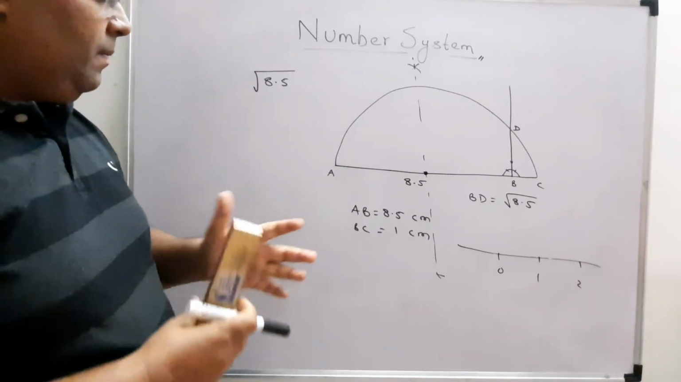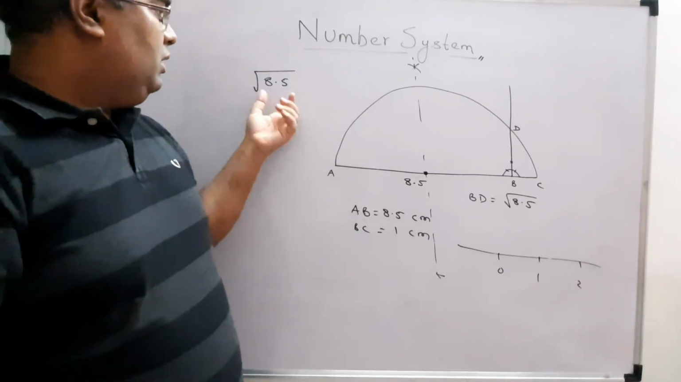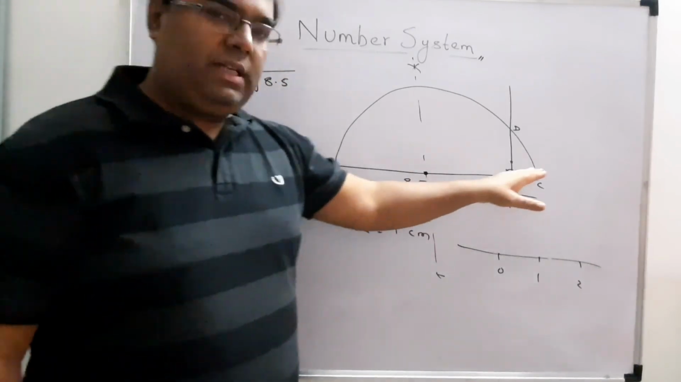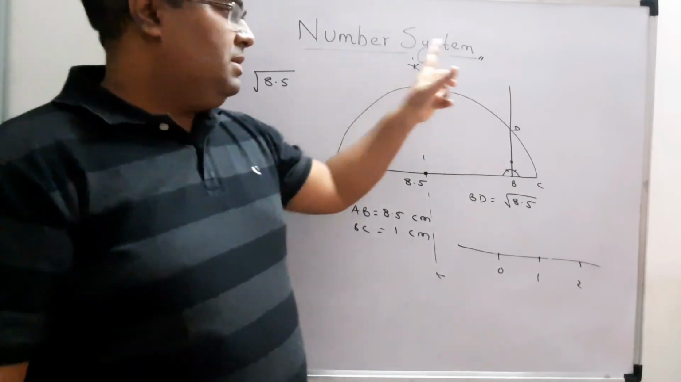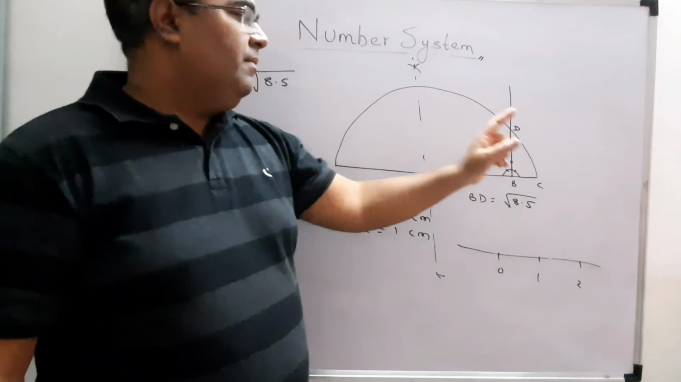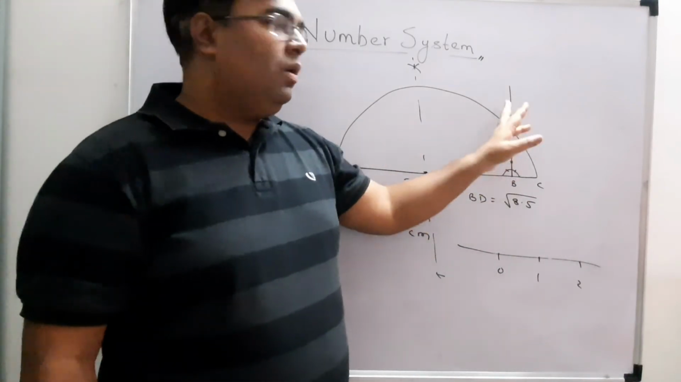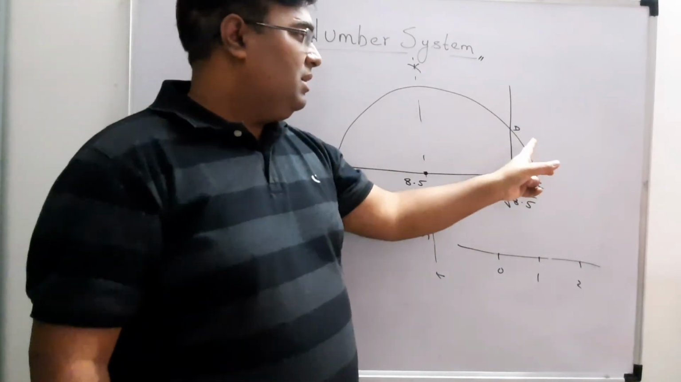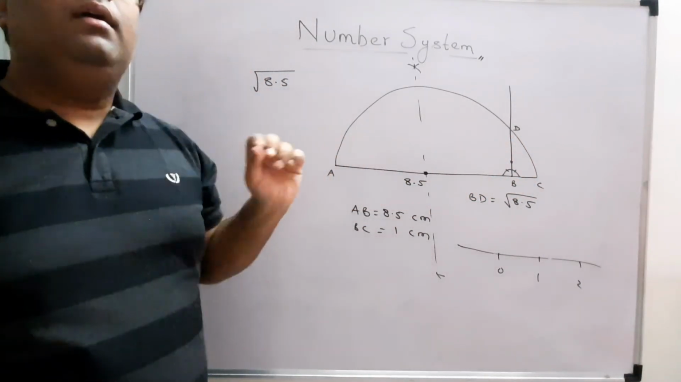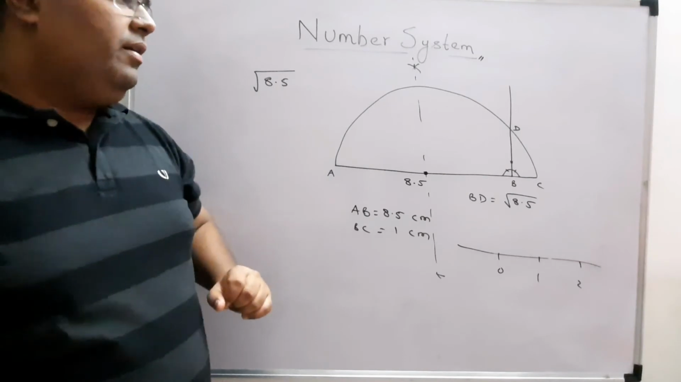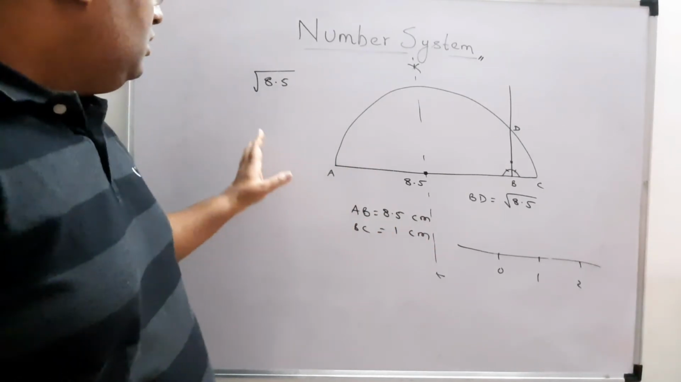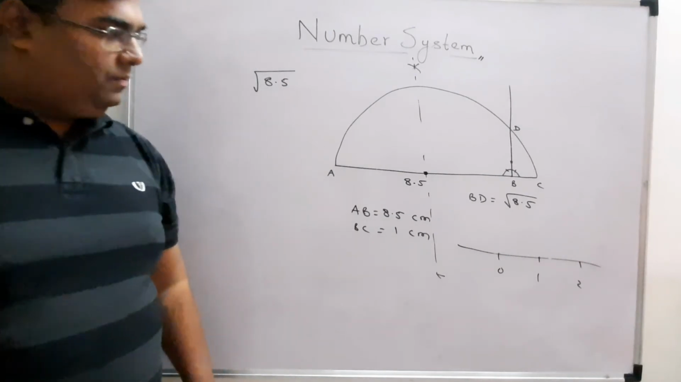So what you need to do? First you need to draw this internal part 8.5, then 1 centimeter, extend it. First find the midpoint center here and make a semicircle, then draw a perpendicular on B. It will cut the semicircle at D. This measurement BD is basically my root 8.5. So in similar manner you can find out other numbers also.